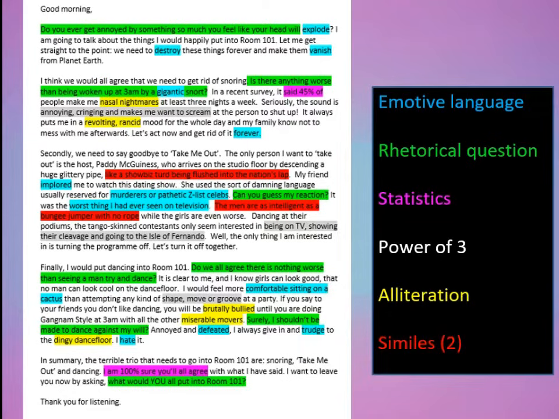And then for similes, remember, similes is comparing something using "like" or "as." I've got "like a showbiz turd being flushed into the nation's lap."